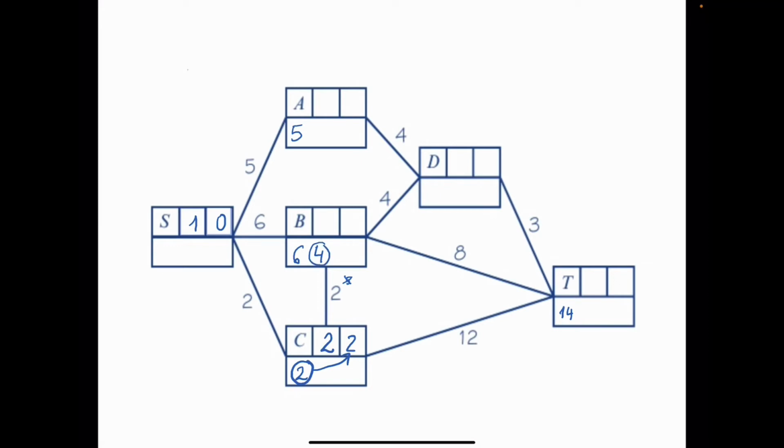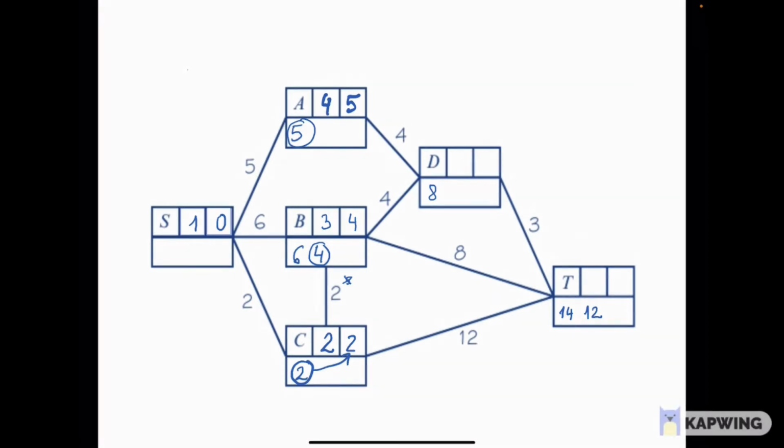So 4 will become the final value of this vertex, which will have the label 3. So 4 plus 4 is 8. 4 plus 8 is 12, and 12 is smaller than 14, so I'm going to write it. And that's about it. Now the ones that are not marked yet, 5, 8, and 12, the smallest one is 5. So 5 will become the final value for this vertex, and it's the fourth vertex.